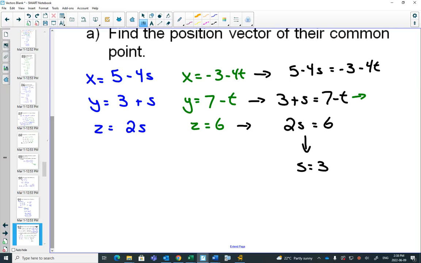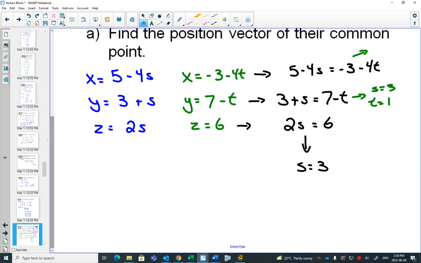Can you see that if s equals 3, if I look at this one, this side would be 6, t would equal 1. And if I look at the first one, again, it's not enough to go, oh, I think s is 3, I think t is 1. I don't have to check the last one.